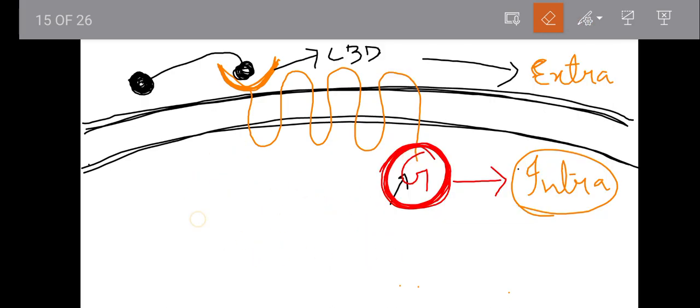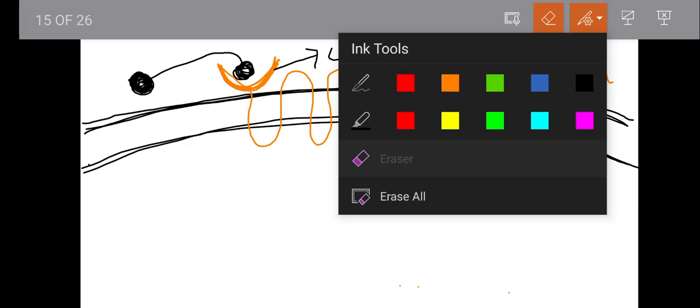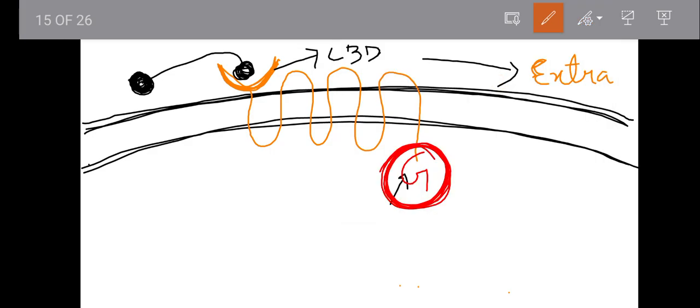Hope I'm clear with this. Why is it called a G protein coupled receptor? Because intracellularly it is attached to the G protein. That is the reason it got the name G protein coupled receptor. And one more thing before moving in detail: let us understand another name given to the G protein coupled receptor. It is also known as serpentine receptor.